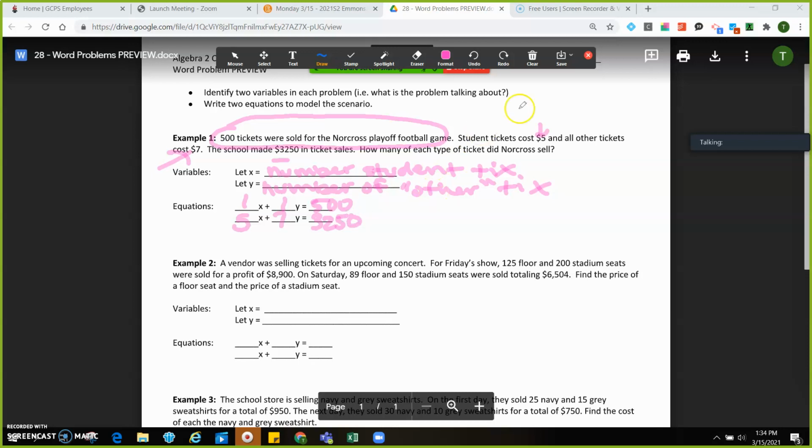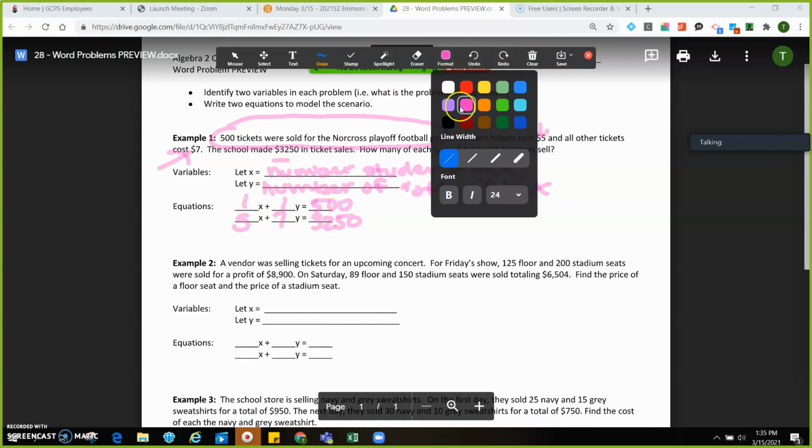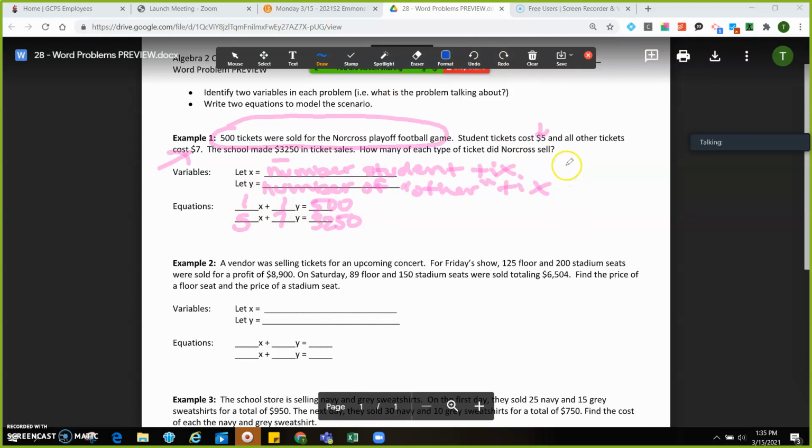Now, we can answer the question, how many of each type of ticket did the Norcross people sell, by solving using either substitution, elimination, or graphing. I'm personally going to do substitution just because I think that one's easier for me. But you can pick another one if you want. So I'm going to take the first equation and solve for the x. So we've got x plus y equals 500. And I want x by itself, so I'm going to subtract y from both sides. So x is going to equal negative y plus 500.